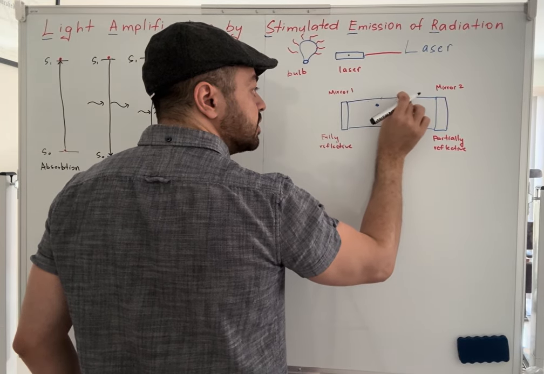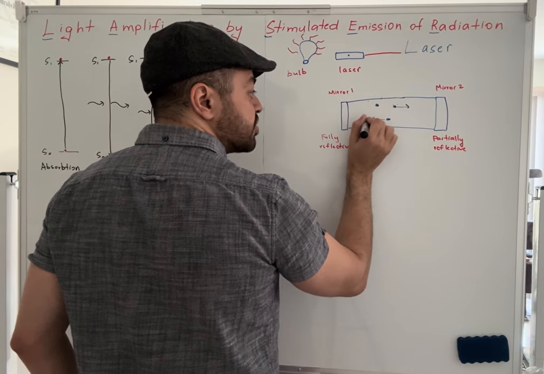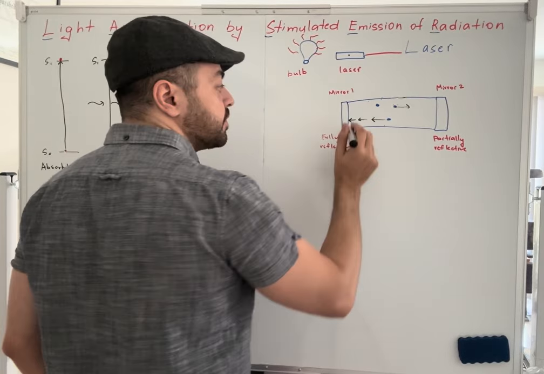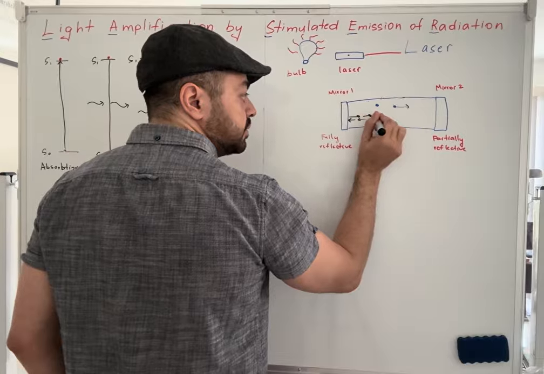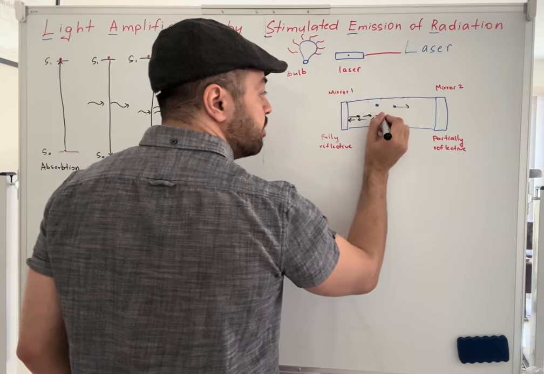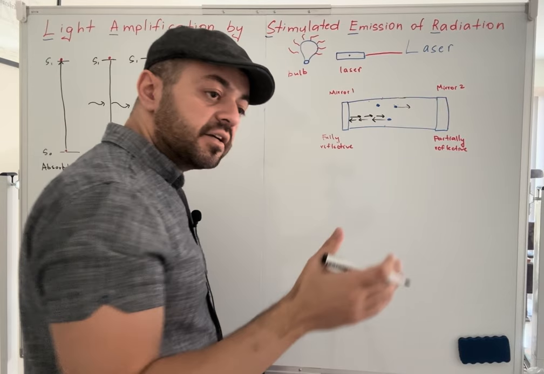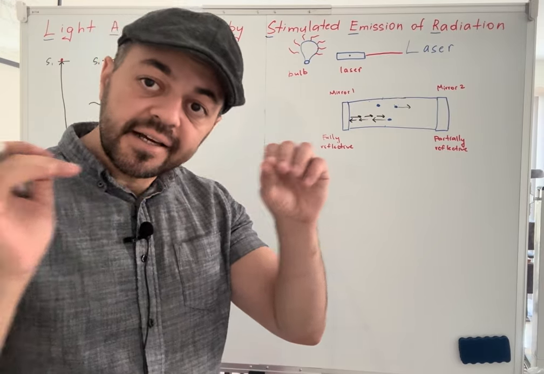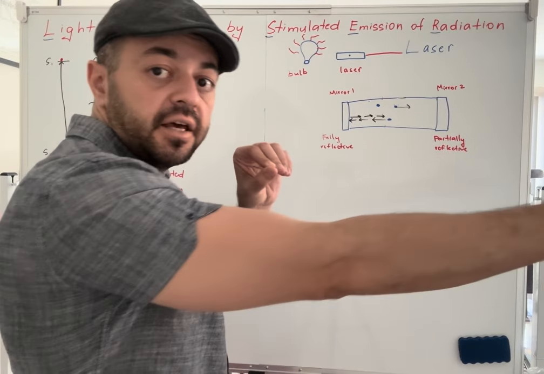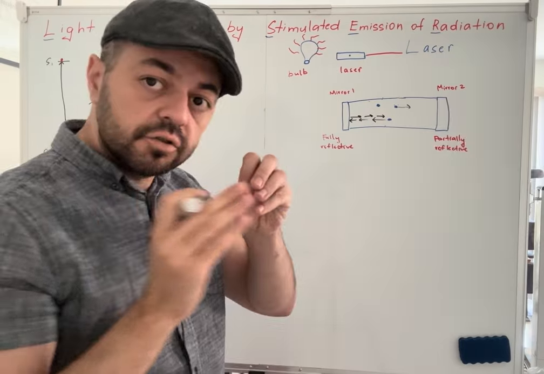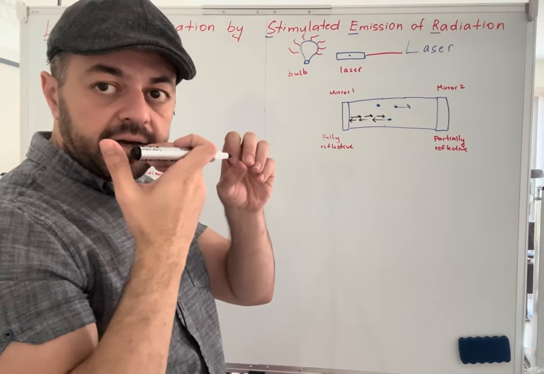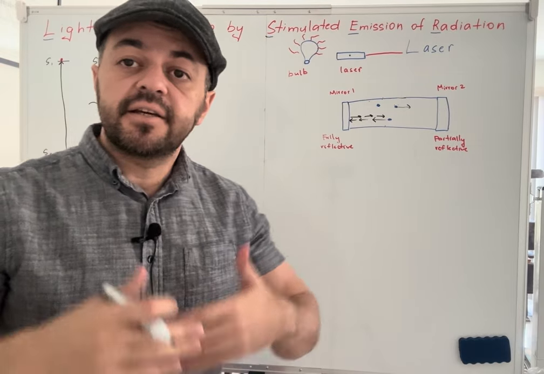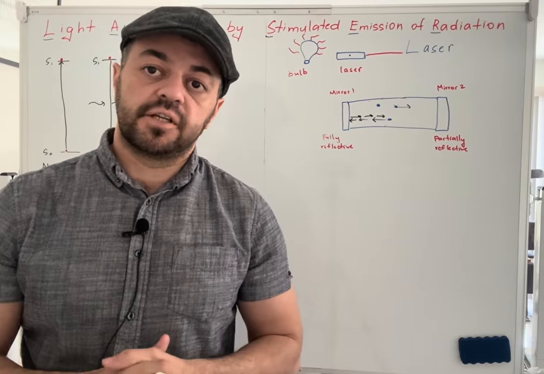The only light that stays along the axis travels towards the mirror, hits the mirror, and, because it's a reflective mirror, comes back and interacts with that molecule, which is in the excited state, a second time. The molecule generates the photon, it goes and hits the mirror and comes back, interacts with the excited molecule a second time, generating a second photon. That's how stimulated emission works.